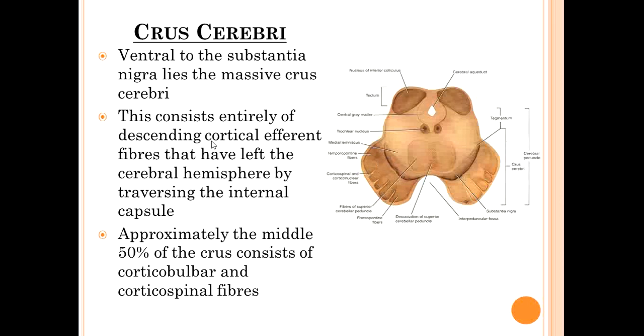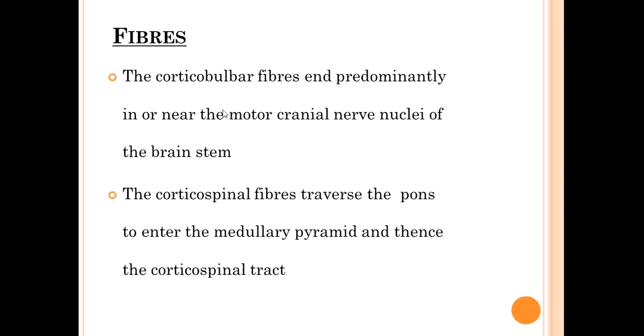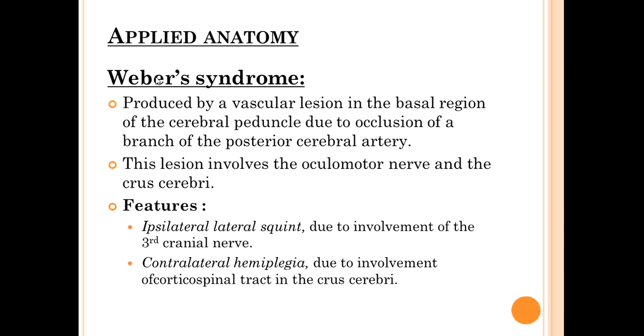Now, ventral to the substantia nigra is the crus cerebri. It consists entirely of descending cortical efferent fibers that have left the cerebral hemisphere by traversing the internal capsule, and they form the crus cerebri. These fibers, the corticobulbar fibers, end predominantly in or near the motor cranial nuclei of the brainstem. So they are coming from the cortex, but they will be reaching the cranial nuclei in the brainstem.